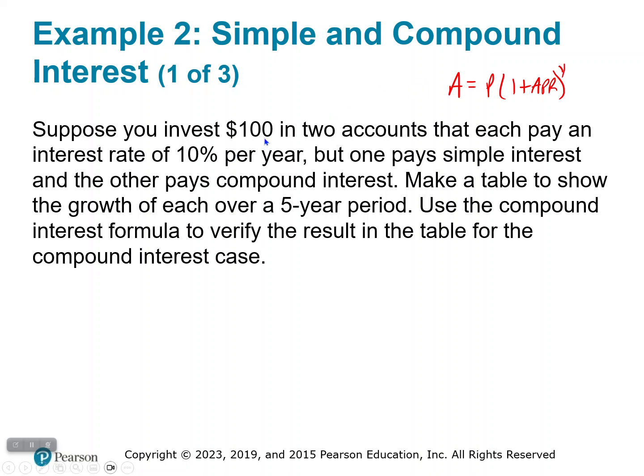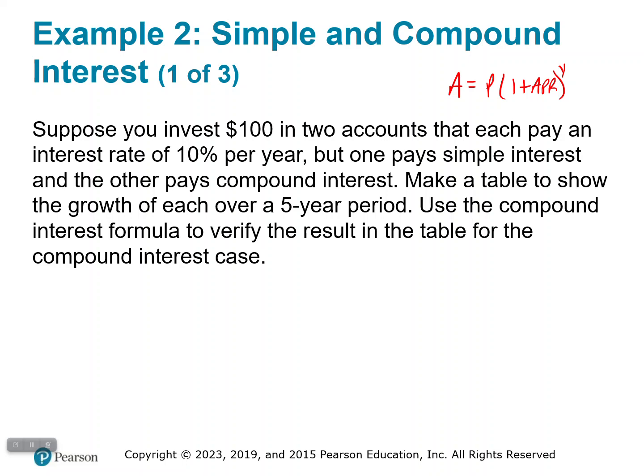Suppose you invest $100 into two accounts that each pay an interest rate of 10% per year, but one pays simple interest and the other pays compound interest. We're going to make a table to show the growth of each over a 5-year period. Use the compound interest formula to verify the result in the table for the compound interest case.